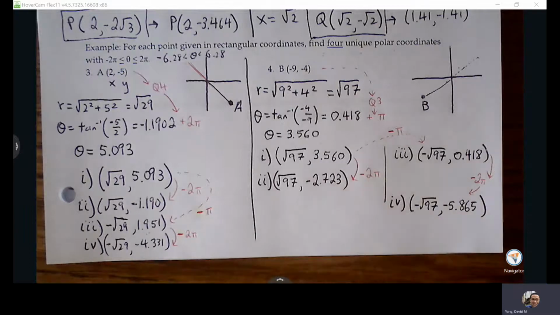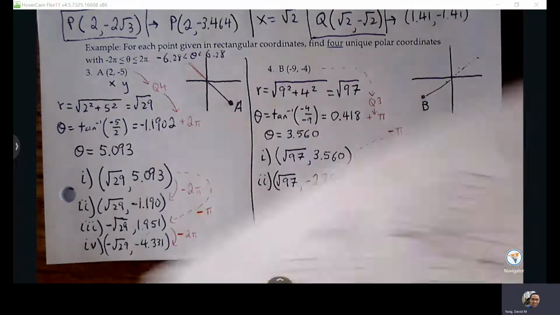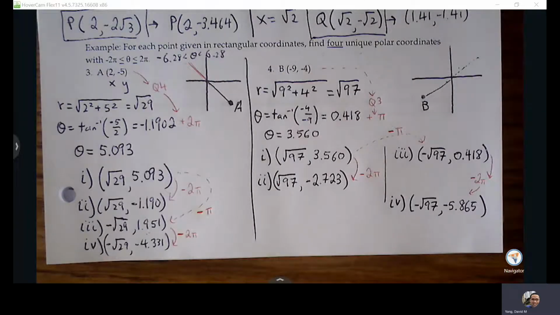Okay, there's one more topic, and that is the distance formula. We have a distance formula for polar coordinates. It's going to look a little messy, but if we're just careful and enter everything into the formula, then the calculator will do all the work for us.